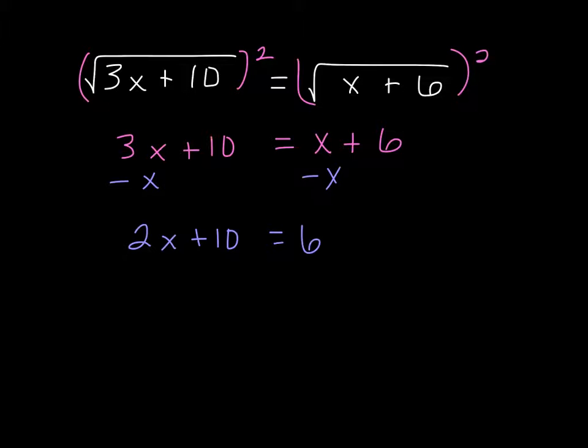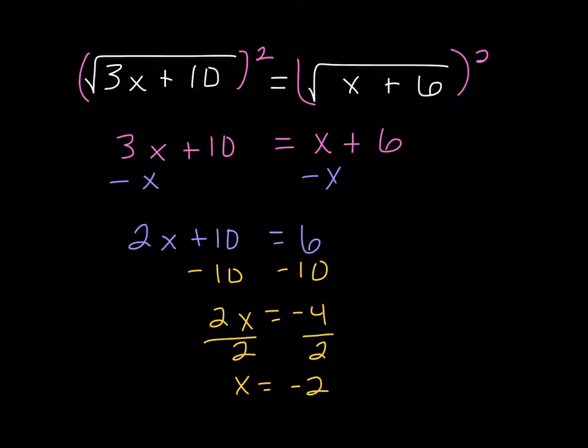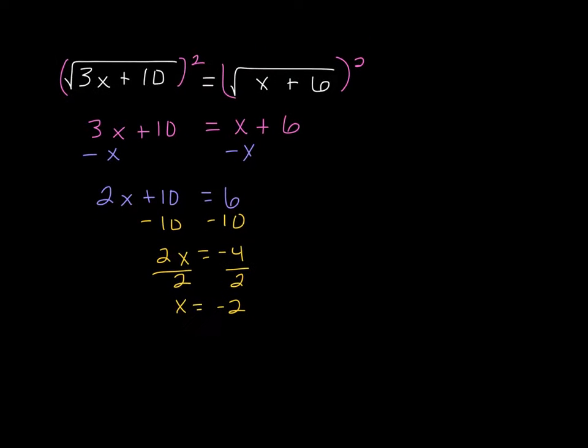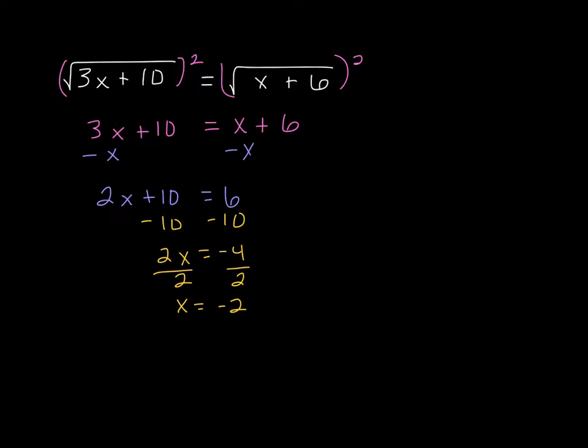Now do inverse operations to finish solving. Opposite of plus 10 is minus. So 2x equals negative 4. Divide by 2. X equals negative 2. We have a negative answer again, but that's okay. Remember, it's not a radical equal to a negative. We do need to check it, though, and make sure the answer does work, and that we solved it correctly, and that it's not extraneous.